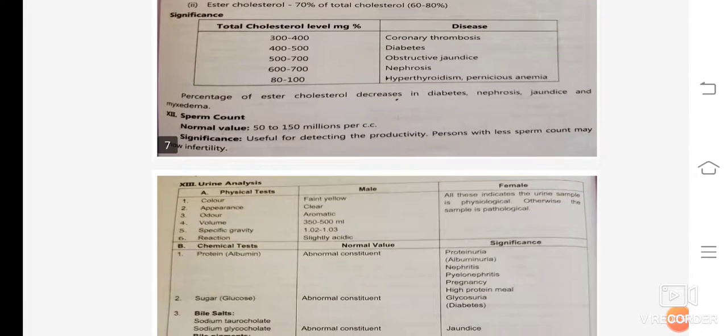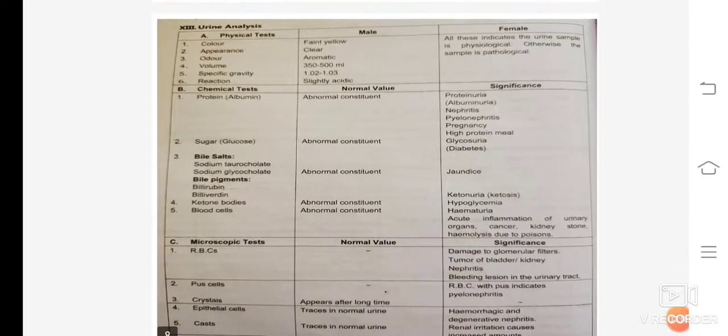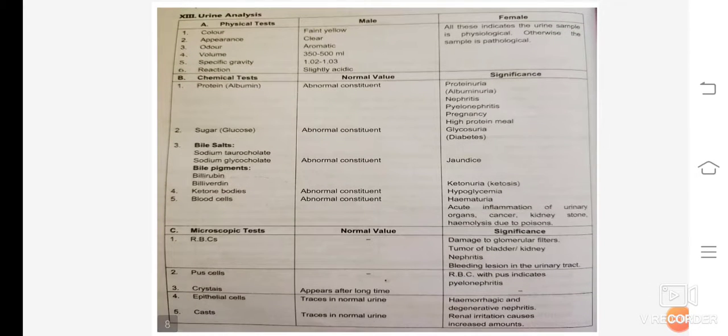In this third part we will continue with the next point, that is urine analysis. In urine analysis, the first is the physical test, then second, the chemical test, and third, the microscopic test. In urine there are three tests: physical test, chemical test, and microscopic test.